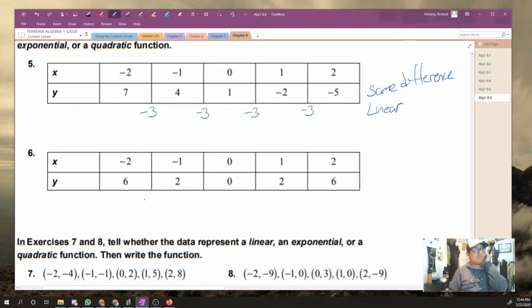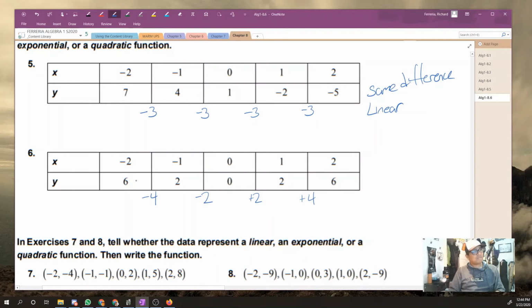6 to 2, that's minus 4. 2 to 0, that's minus 2. 0 to 2, that's plus 2. 2 to 6, that is plus 4. So what do you think? It's not all the same, so it can't be linear.